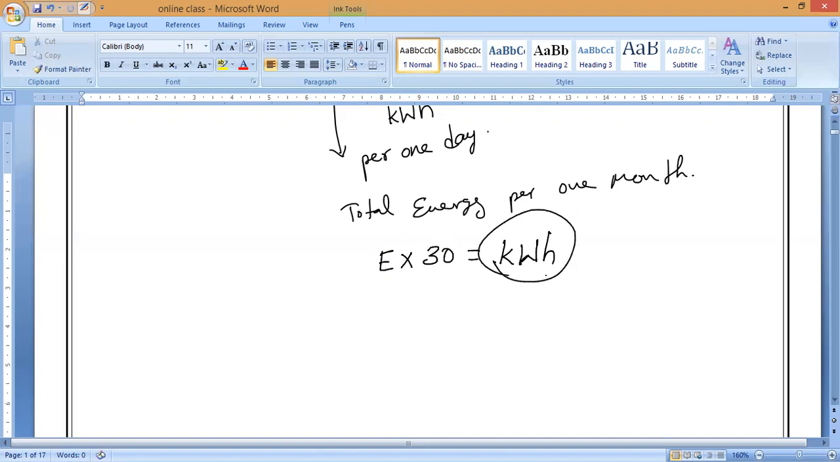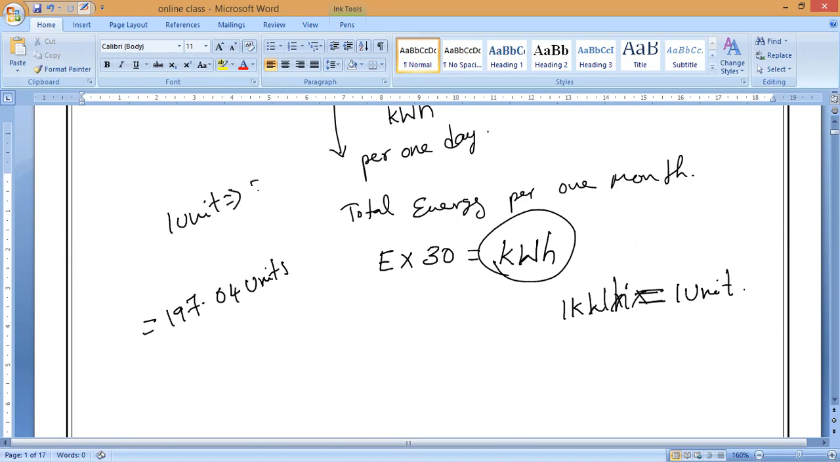So we know that 1 kilowatt hour is equal to 1 unit. As we know, yesterday we got 197.04 units in total. They have mentioned 1 unit cost is equal to 3 rupees. So 197.04 into 3 rupees per unit, if you multiply this, you get 591 rupees. So that is the question number 11 we did yesterday.